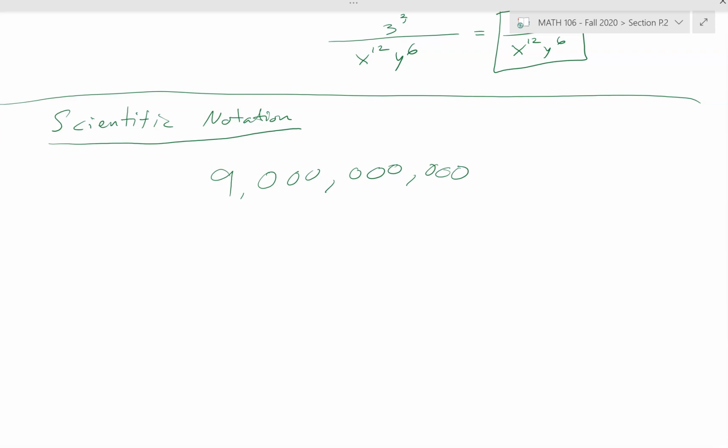So scientific notation gives us a way. I want to see if one of these buttons allows me to erase. Oh, yeah, it is. Oh, sweet.